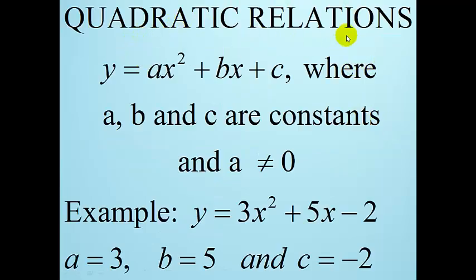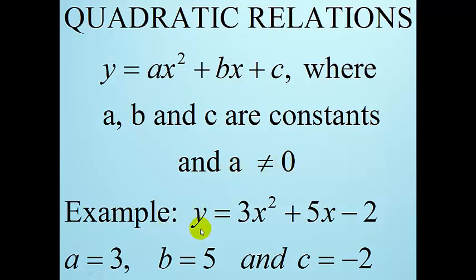Now we look at quadratic relations. Quadratic relations are relations of the form y equals ax squared plus bx plus c, where a, b, and c are constants and a is not equal to 0. Why are we saying a is not equal to 0? It is because the constant coefficient of x squared is a. So if a is equal to 0, then 0 times x squared will give us 0. And it is the exponent 2 that determines the quadratic nature of the relation. So a should not be equal to 0.